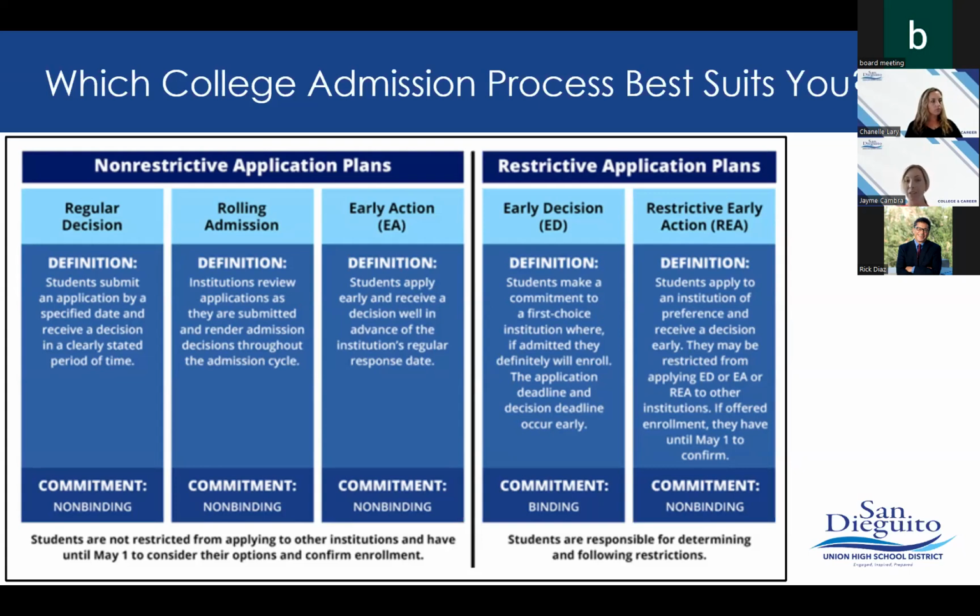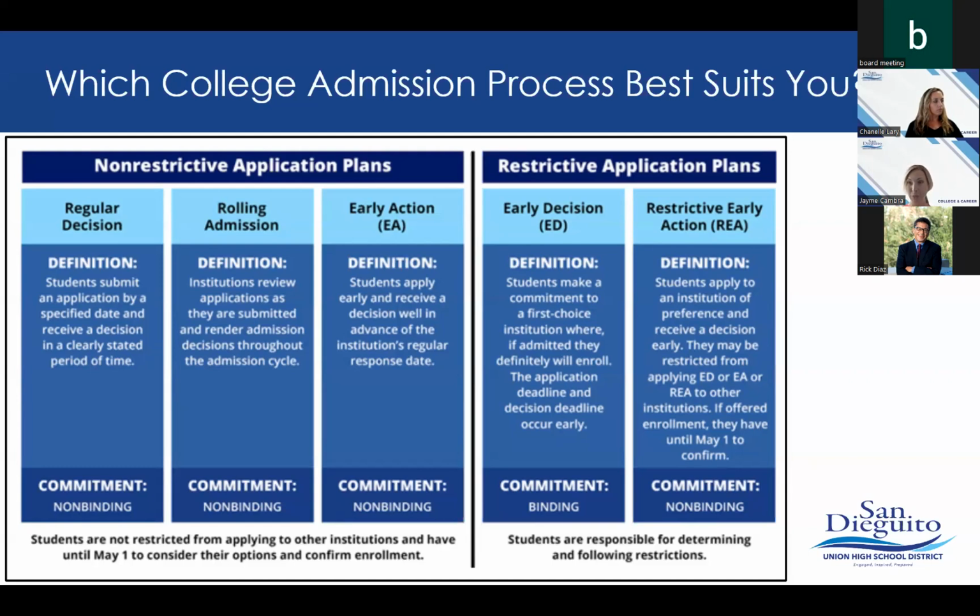So that's a different category of schools. Early action is also non-binding. Just the basic early action, that's where students can apply early if the college offers it. Not every college offers early action, and they will receive a decision well in advance of the institution's regular decision window. So we'll go into that a little bit deeper. And then in the other category, restrictive application plans. This is where the commitment can be binding, or there's other considerations that the applicant needs to consider.